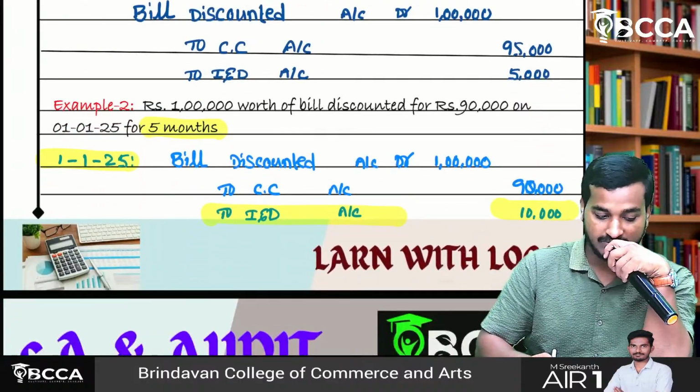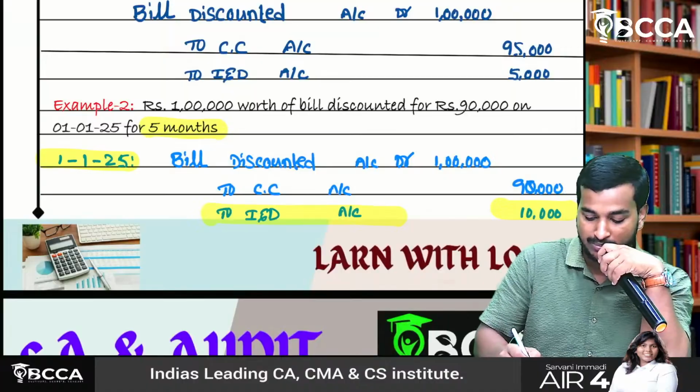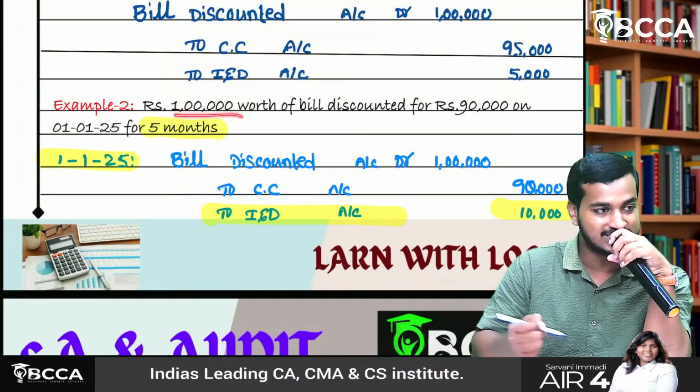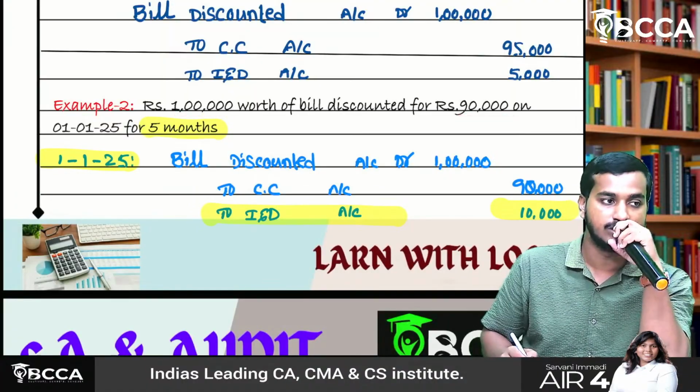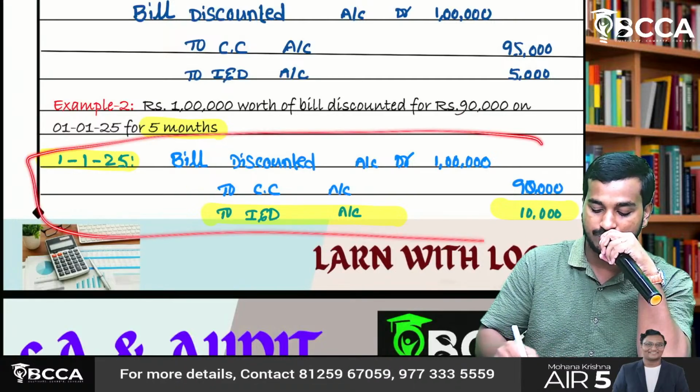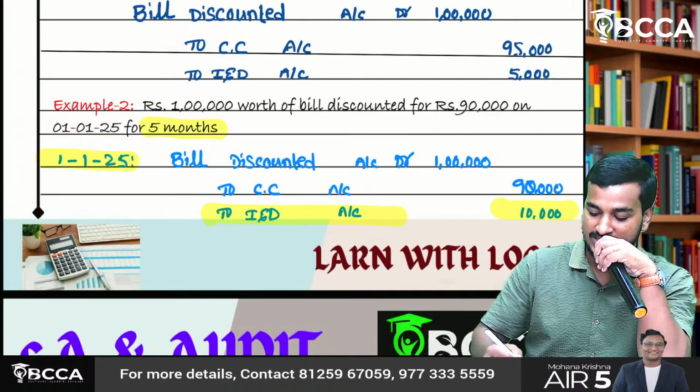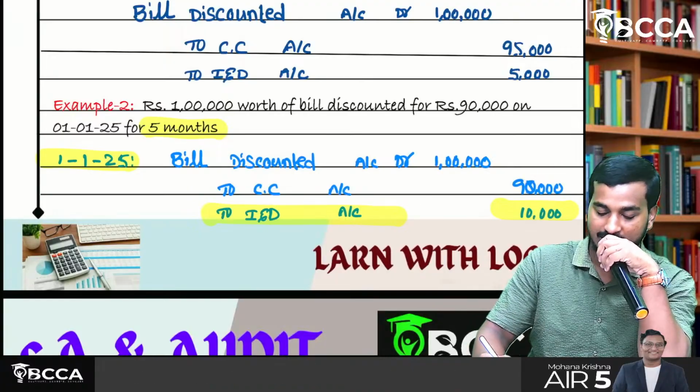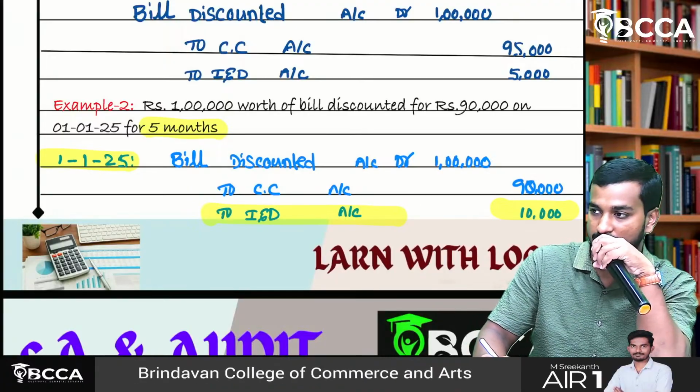Actually, we started with an example. If you remember, the bill amount is 1 lakh. We discounted it with 90,000. So what is the entry in the books of the banker? Bills discounted 1 lakh rupees to customer current account 90,000, to interest and discount account 10,000.